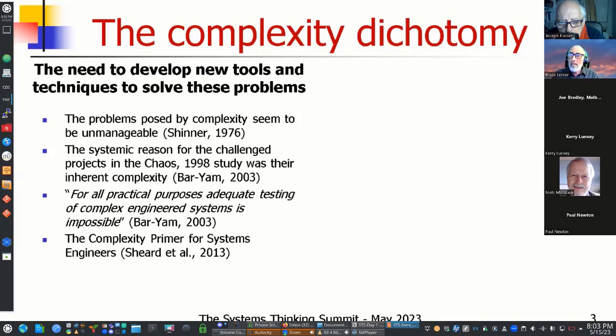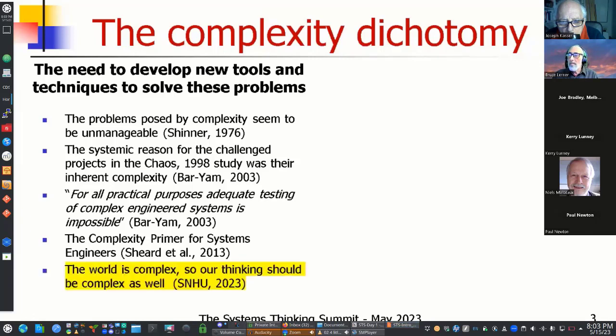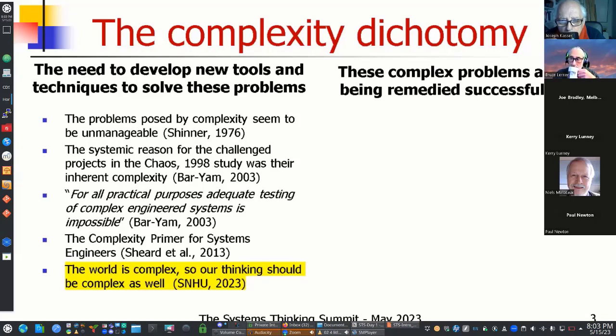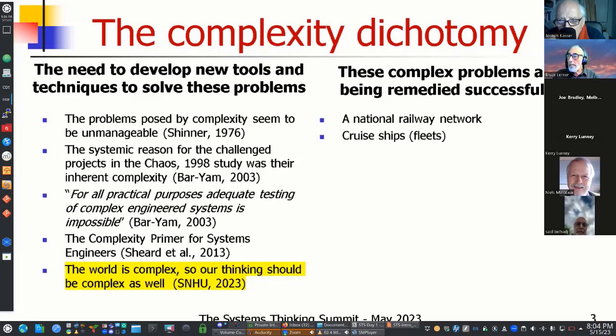And there's the complexity primer for systems engineers, created in INCOSE in 2013. And the quote I gave in session 1, the world is complex, so our thinking should be complex as well. But on the other hand, these complex problems are being remedied successfully. A national railway network, organizing the timetables, the maintenance, complex problems.